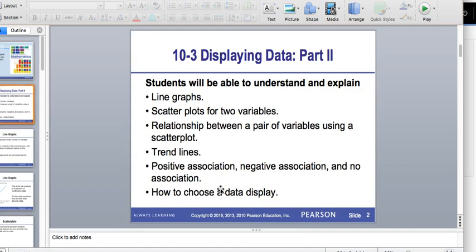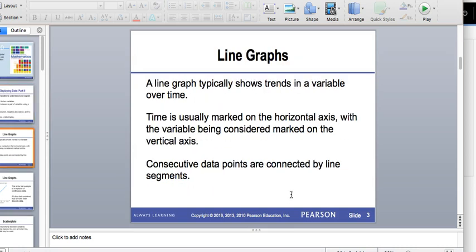Okay, so the first slide in this PowerPoint says that students should be able to understand and explain line graphs, scatter plots for two variables, relationships between a pair of variables using a scatter plot, trend lines, positive association, negative association, no association, and how to choose a data display. This is something that we start working on in early elementary. Even in kindergarten, they are asked to collect their own data and start making those graphs, reading those graphs, and that just grows every year after that as far as the kinds of graphs that they have to look at. So this is just the rest of the graphs in addition to what we did in the last lesson.